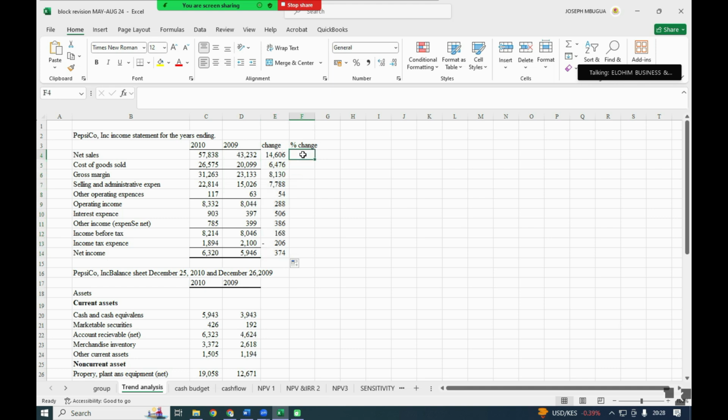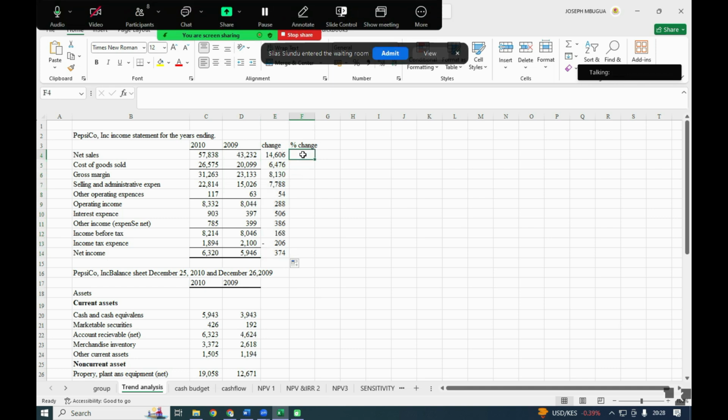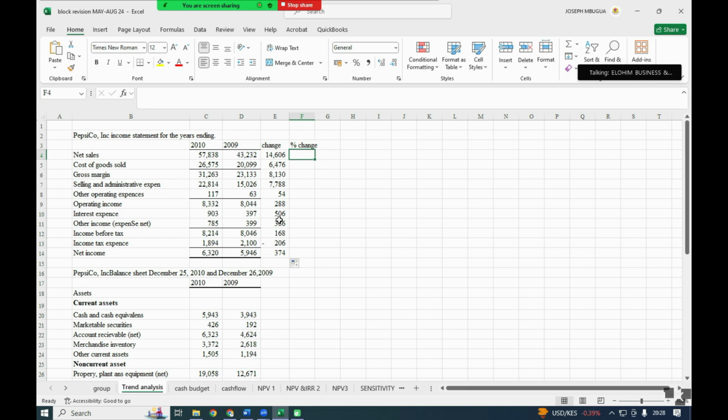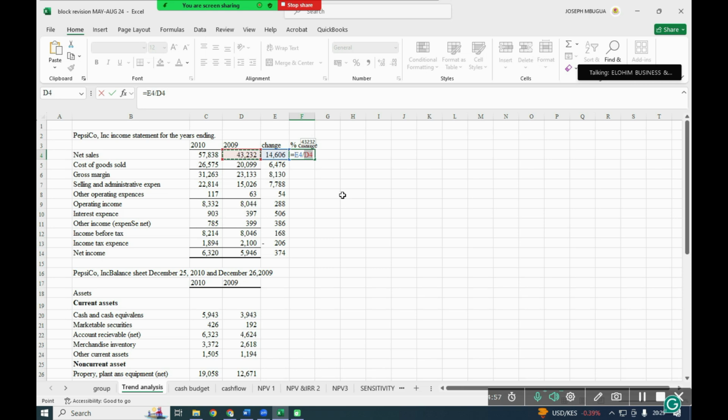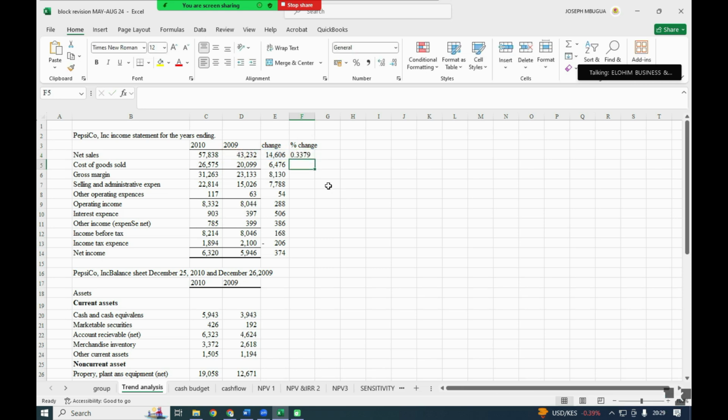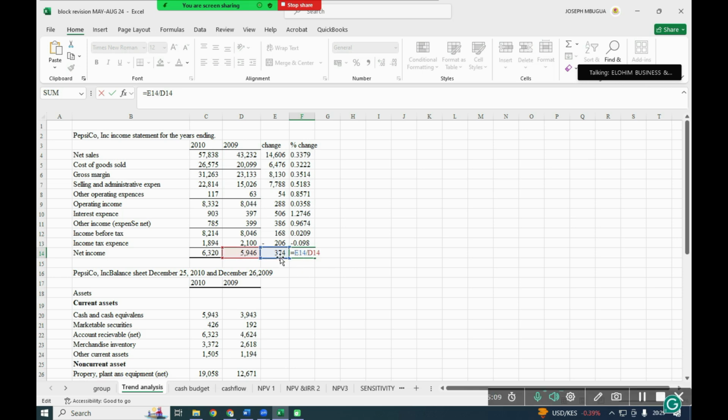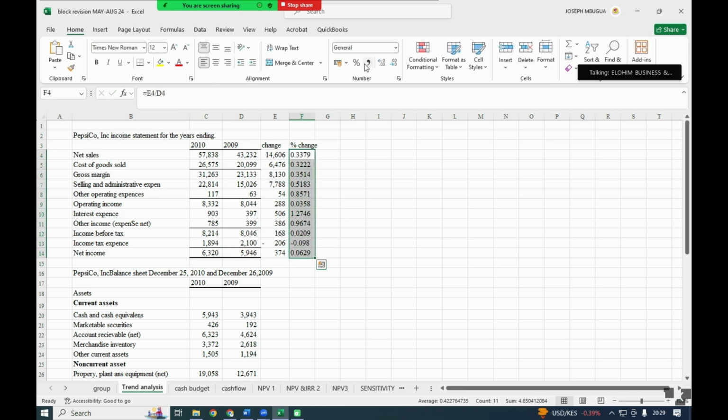And when you want to get the percentage change, remember we base on the base year. The percentage change is expressing our change in terms of percentage. Like for the first one, the net sales, from 2009 to 2010, we had an increase of 14,606, and it increased from what? From 42. You just divide with that, and again this one we shall drag. When you double click this, you'll find that you have taken this change divided by this, so that you can get the change, and this one you convert into percentage.